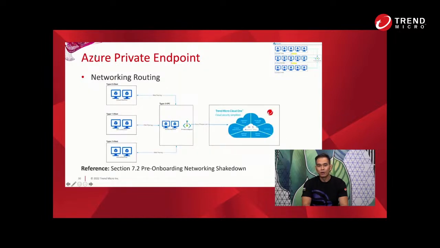Please ensure you have your VNet peering done and that the necessary routing has been configured between your VMs and the private endpoints before connecting to the Cloud One Workload Security. So that's all for the networking part and the private endpoint creation part.